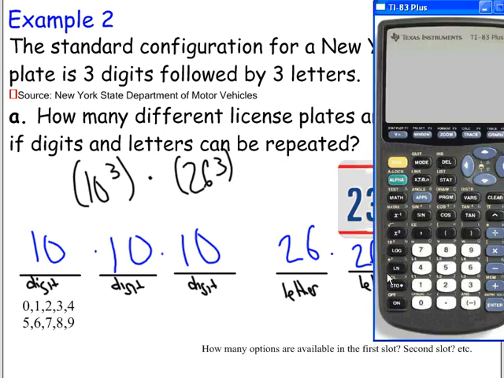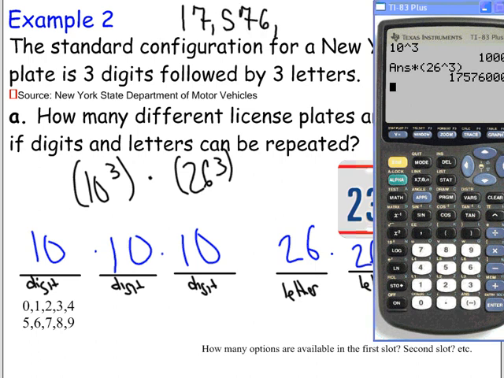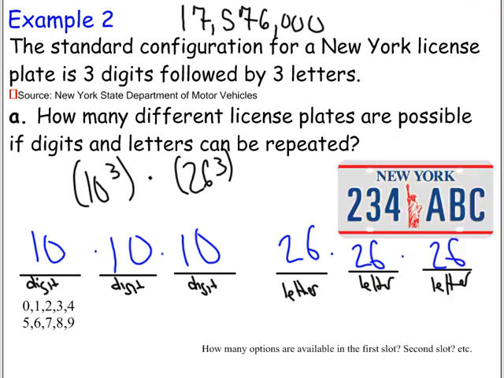And that I cannot do in my head. So let's go ahead and ask the calculator to do it. So it's going to be 10 to the third, multiply that by 26 to the third. And that is a very large number. That is 17,576,000 license plates. Woo, that's a lot of license plates, but it is a big city.